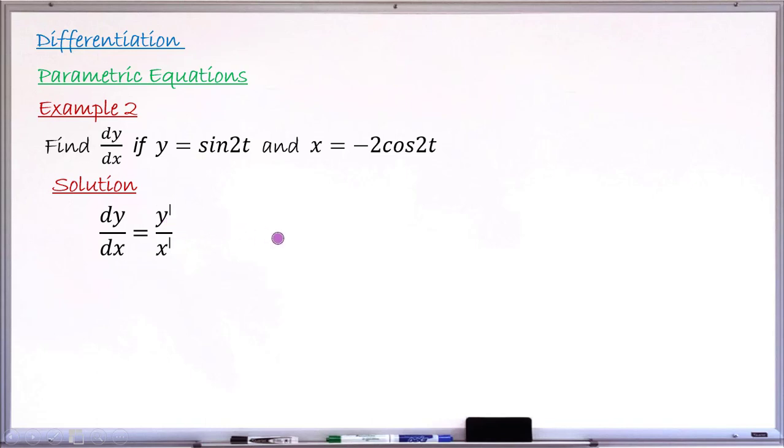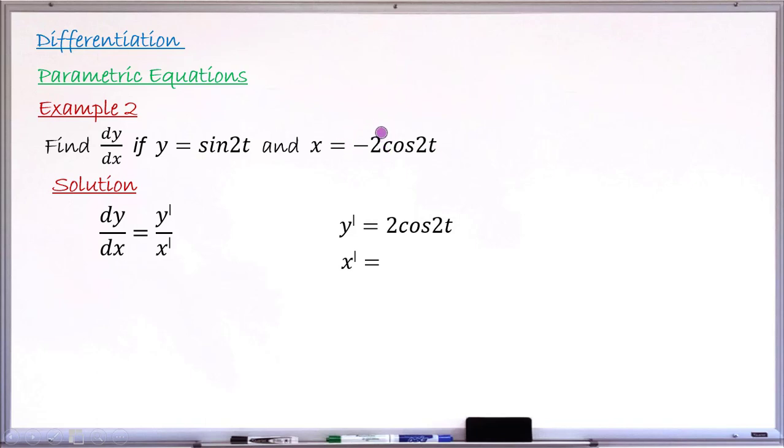So y prime is the derivative of the function y with respect to t. So the derivative of sine 2t, remember, is going to be 2 cos 2t. And I'll now find the x prime, that is the derivative of the function x with respect to t. So I'm finding the derivative of minus 2 cos 2t. Remember the derivative of cos is minus sine. But this is cos 2t, so it's now going to be minus 2 sine 2t. But I have another minus 2 already outside.